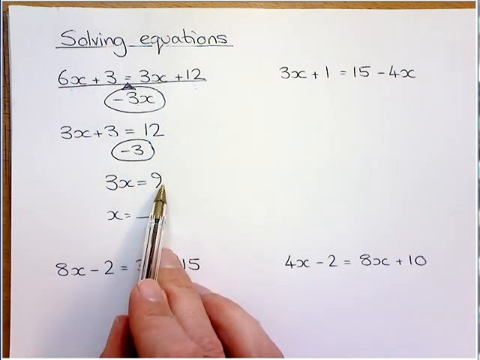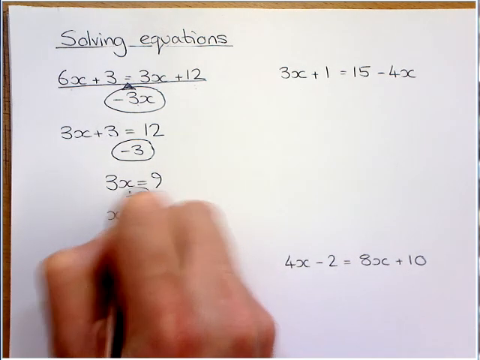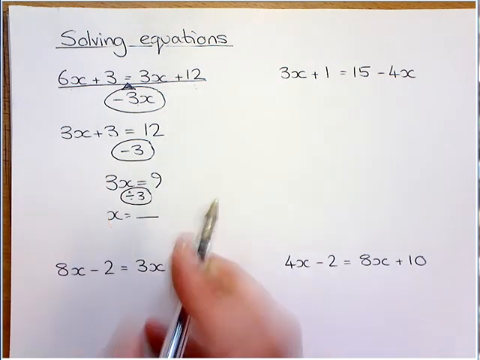So 3x is 9. I can just divide both by 3 now to get 1x. Remember, there is a 1 there. And that would be 3.